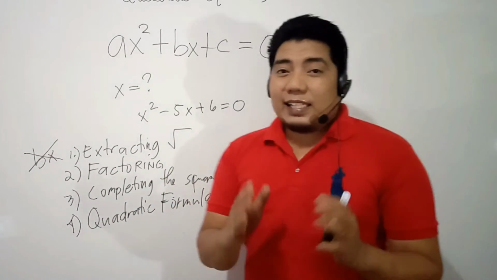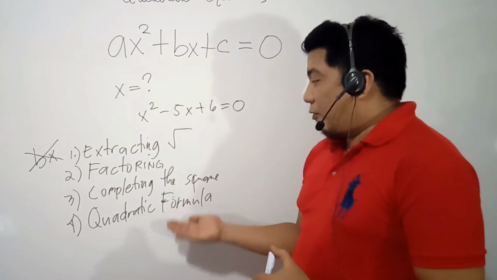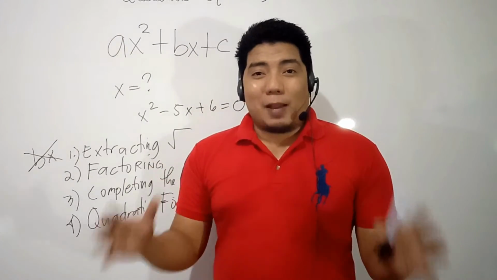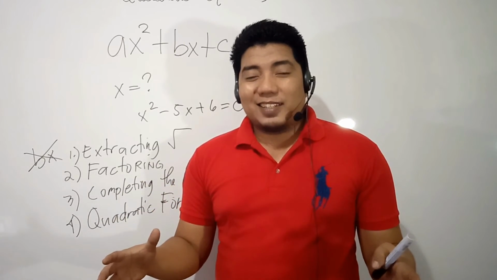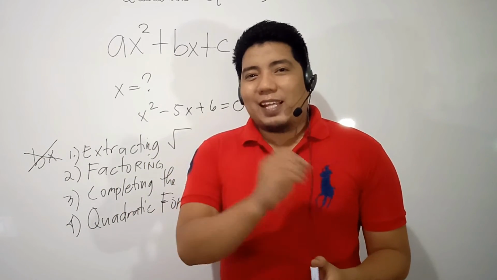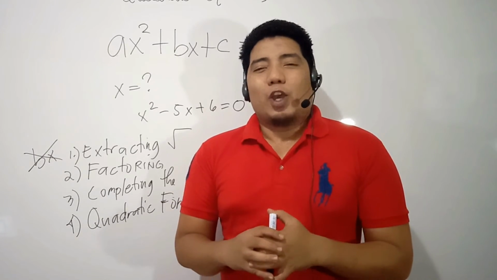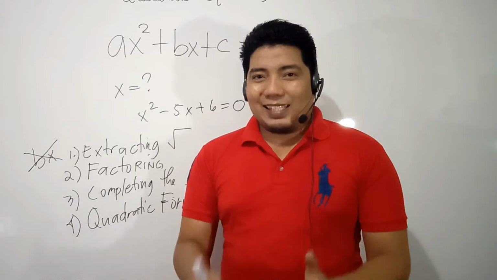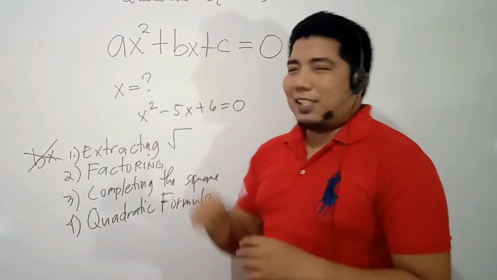And finally, the safest method, the quadratic formula. You just need to memorize the quadratic formula, then input your A, B, and C and simplify your solution. And that's it. You will have the value of your x.